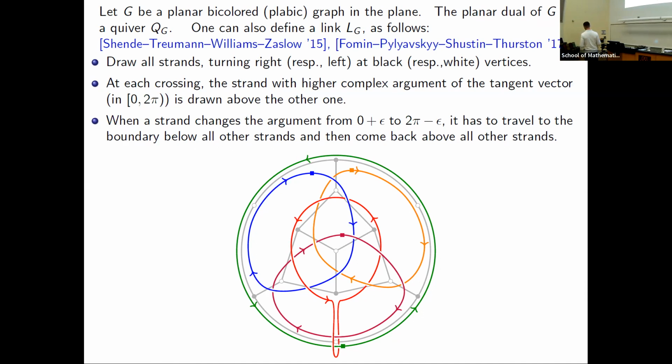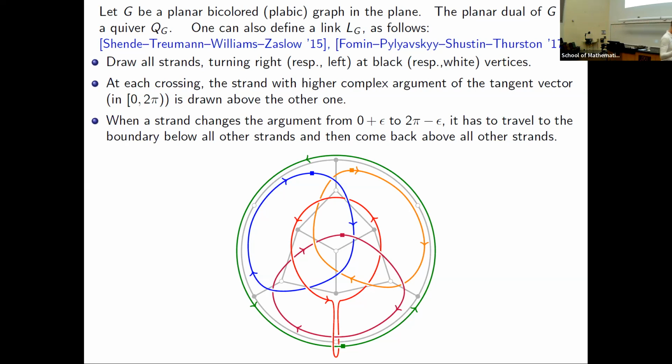You can think of this as a disk times a circle, where for the boundary, you collapse the circle into a point, and it becomes a 3-dimensional sphere. Yes, this is a projection from a 3-dimensional sphere. Correct. Any other questions?